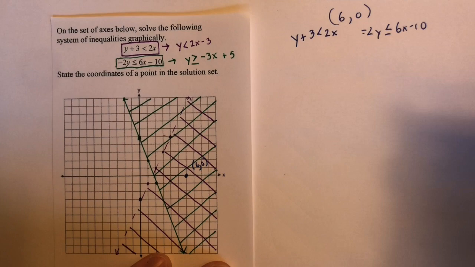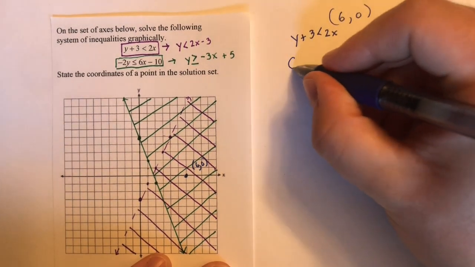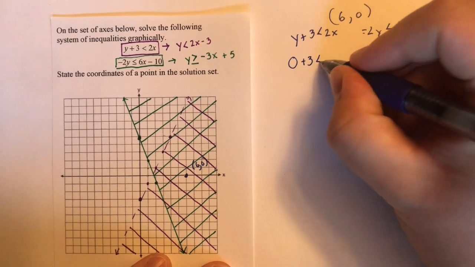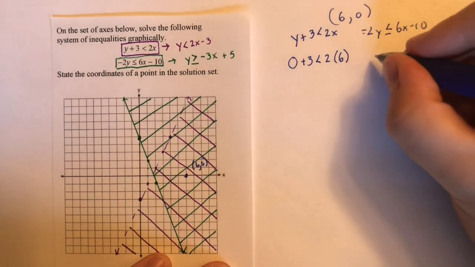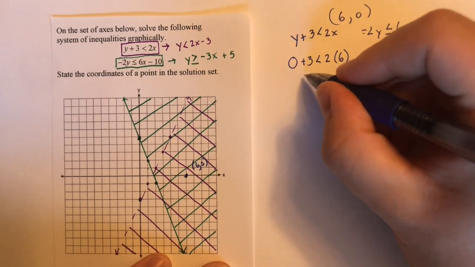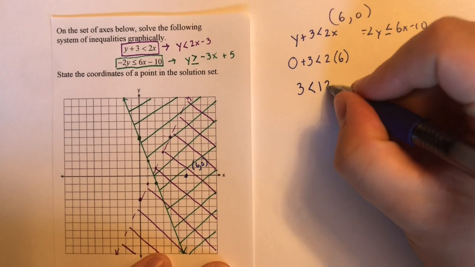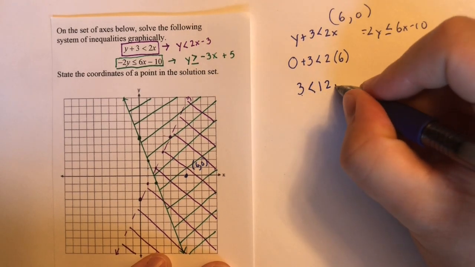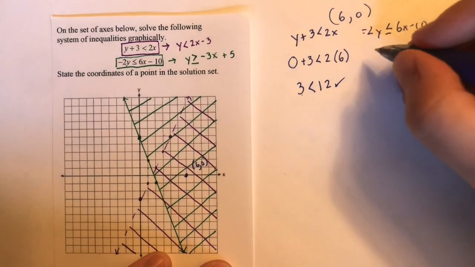Let's test out one at a time. So this is our x, our y value. So y is 0. X is 6. 0 plus 3 is 3. 2 times 6 is 12. 3 is less than 12. That checks out. So we've satisfied one of the two inequalities. We need to satisfy both.